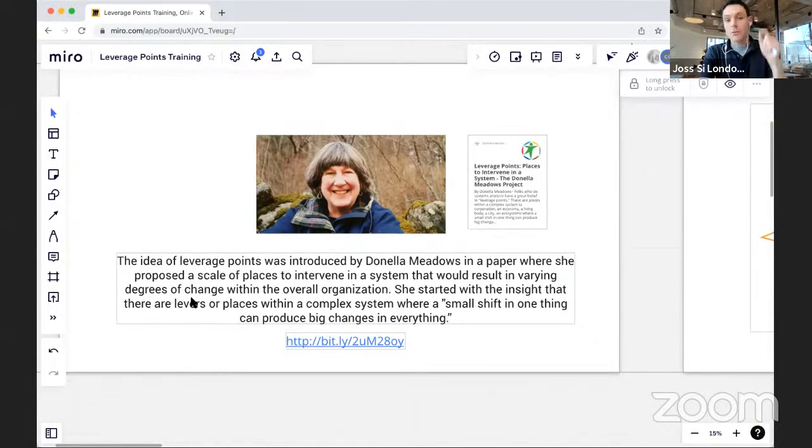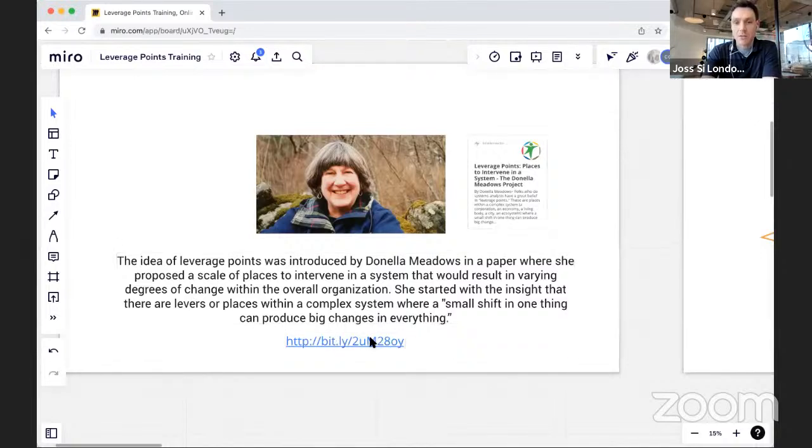So this is the idea. The idea of leverage points was introduced by Donella Meadows in a paper where she proposed a scale of places to intervene in the system that would result in varying degrees of change within the overall organization. She started with the insight that there are levers or places within a complex system where a small shift in one thing can produce big changes in everything. So that's it put very, very simply, very eloquently. Small shift in one thing can produce big changes in everything. So actually, here's the link here. You'll be able to find the paper she wrote on this subject if you want to follow that.